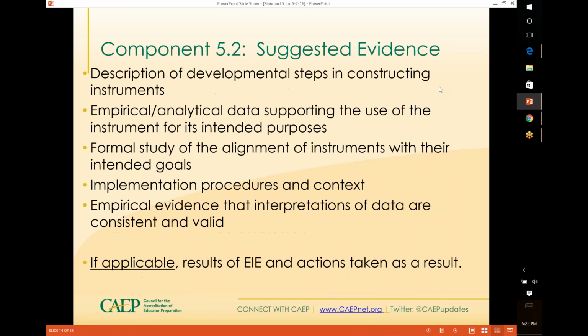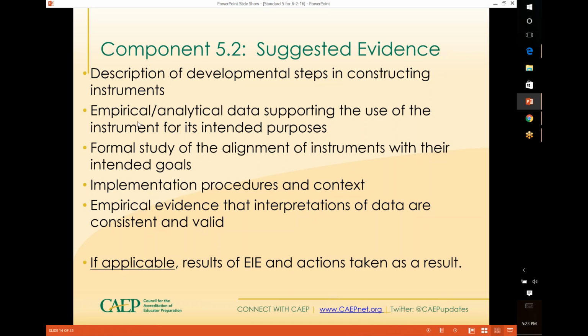So there we go. Those are what those terms mean. So what's CAEP expecting in terms of evidence that you can submit for this? Well, a description of developmental steps in constructing the instruments, like how did you create your student teaching observation form? 9 times out of 10, this kind of explanation is going to be included when you upload the data from an EPP assessment and link it to your standard 1. So throughout the handbook, you'll see references to linking to component 5.2. And this description of developmental steps in constructing the instruments is a part of the questions and the narrative that's provided when you upload an EPP created assessment into the system.